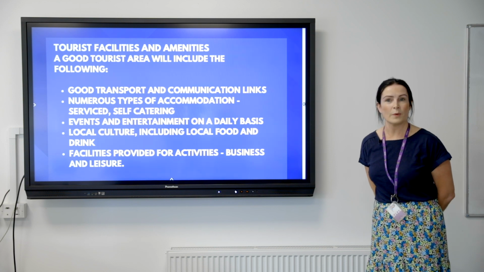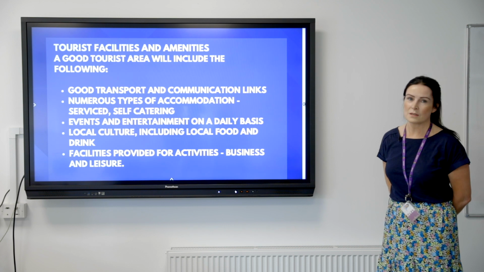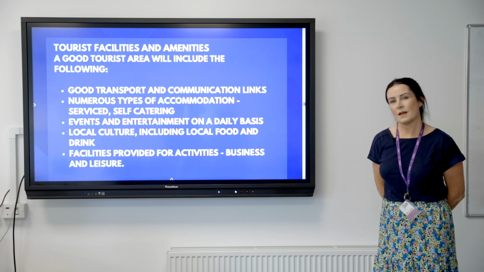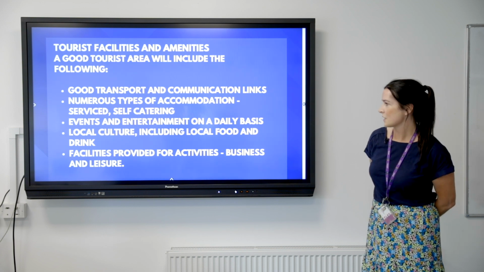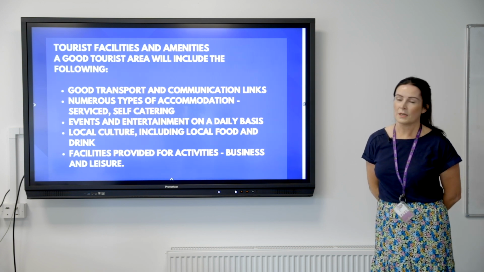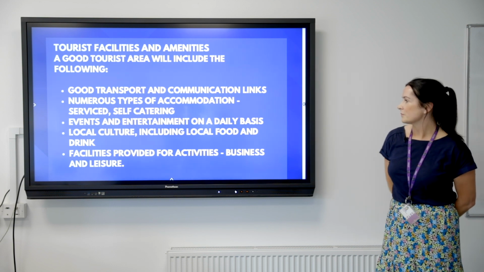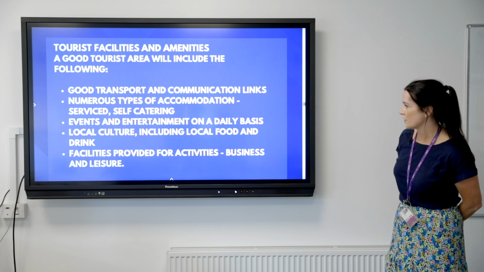For example, Dubai at the moment is really popular. Lots of influencers and celebrities go to Dubai. Is the accommodation there accessible to the average holiday maker? Are there different types of accommodation? Can you go to destinations and go camping? Can you stay in nice hotels? Can you stay in a bed and breakfast? So we look at different types of accommodation.